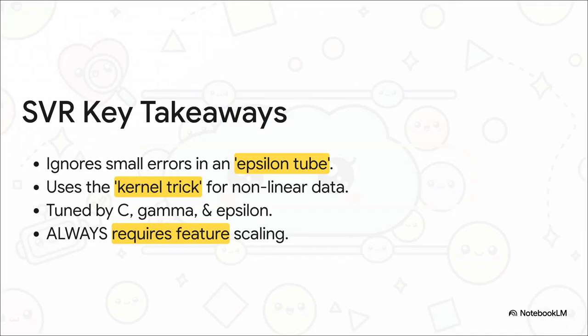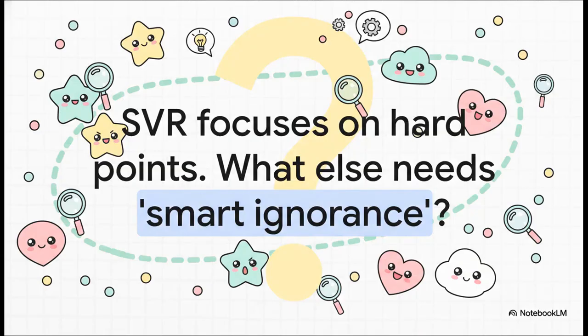So let's recap. SVR has an error tube, uses kernels for curves, gets tuned by hyperparameters, and always needs scaling. SVR is clever because it ignores the easy stuff. So here's a thought. What other problems could we solve by just focusing on the exceptions?